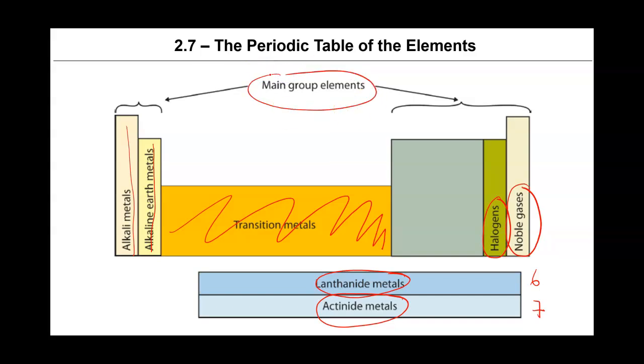The elements that are found in the s block and the p block, or what we sometimes call the A groups, are collectively known as the main group elements, and you should know that.